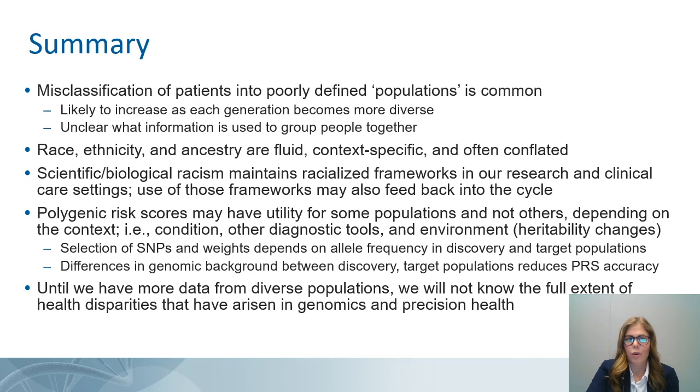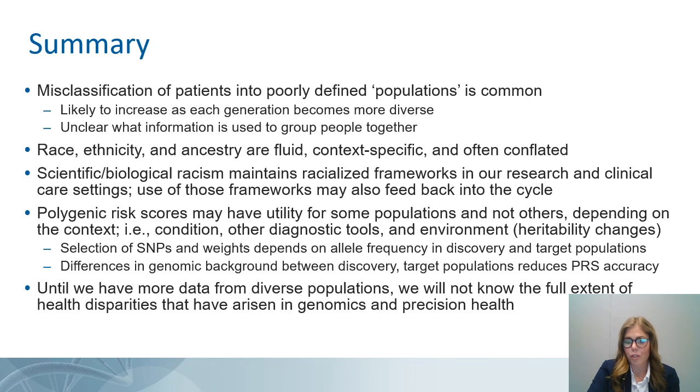And it's important to note that scientific or biological racism is what maintains the racialized frameworks that we use in research and clinical care, and also use of those frameworks themselves may reinforce these underlying notions, conscious or unconscious. So when we talk about polygenic risk scores, they may have utility for some populations, mainly people of primarily European ancestry, depending on the context, right? So what's the condition? Is it a complex trait or not? What are the other diagnostic tools that we have available in clinical care, and how useful are they?